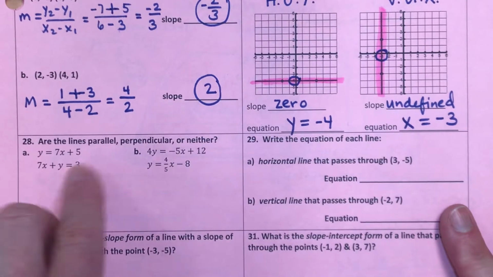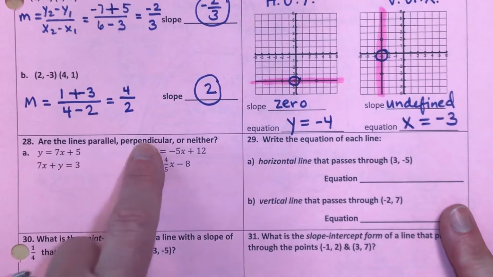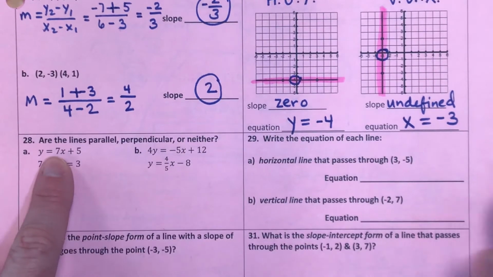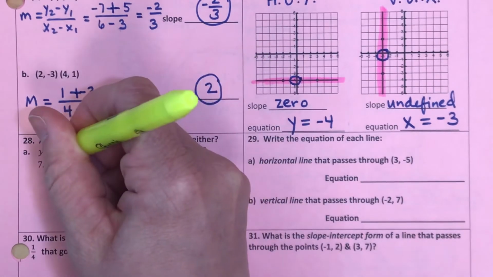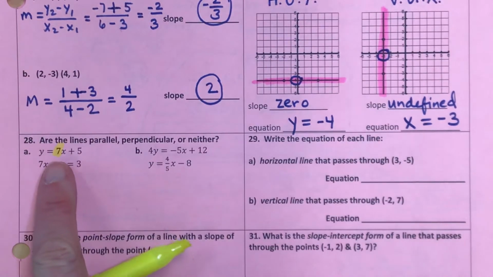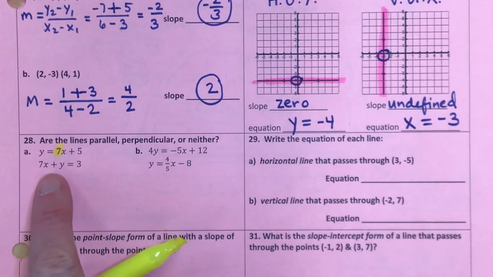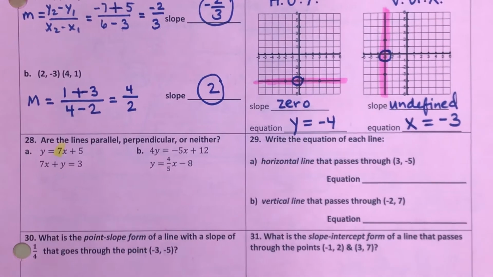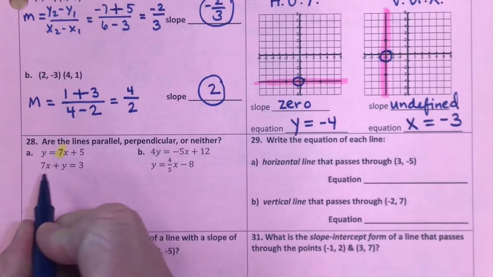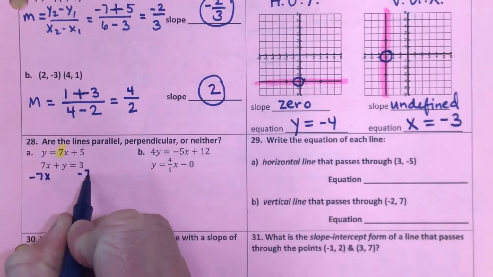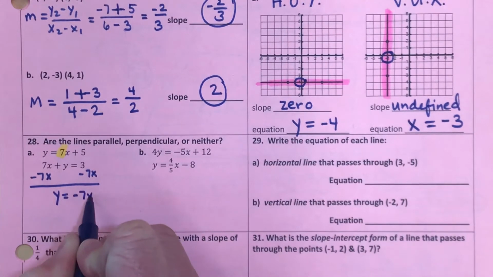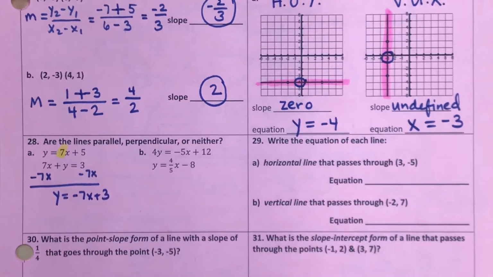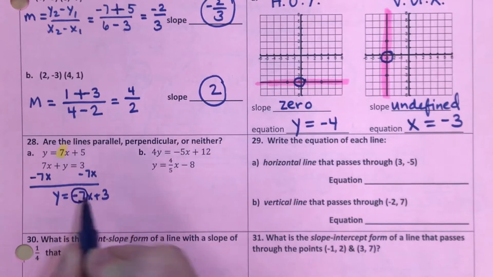All right, now for number 28, we have two lines here, and what we want to do is compare the slopes to determine if the lines are parallel, perpendicular, or neither. Now the first equation, I can see that my slope in this equation is this number 7. That's my m, my slope, y equals mx plus b. But my second equation is not in a form that will tell me the slope, and so I need to solve for y on my second equation, and I'm going to do that by subtracting 7x. When I do that, I get -7x plus 3, and my slope here in this line is -7.